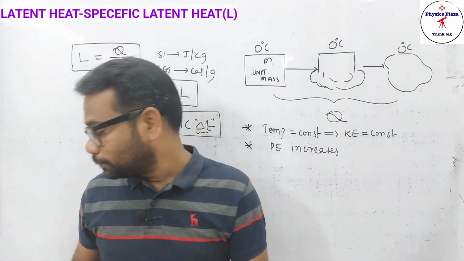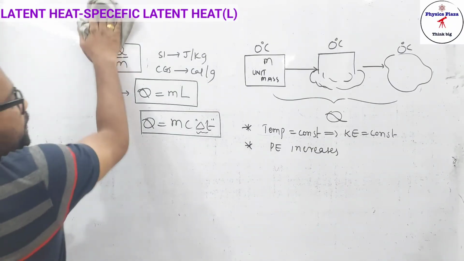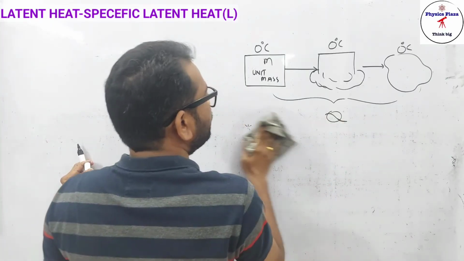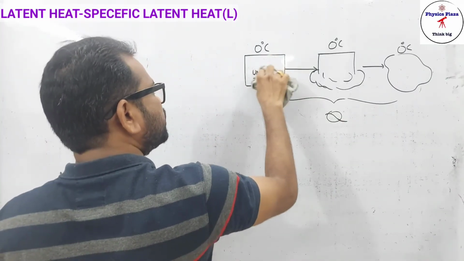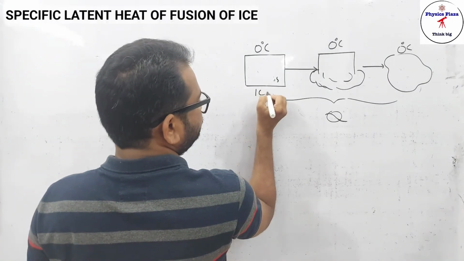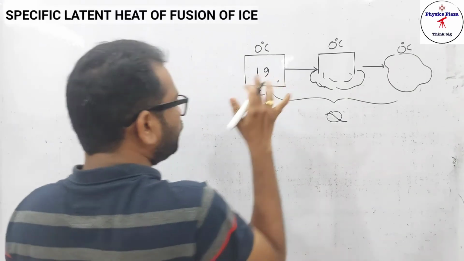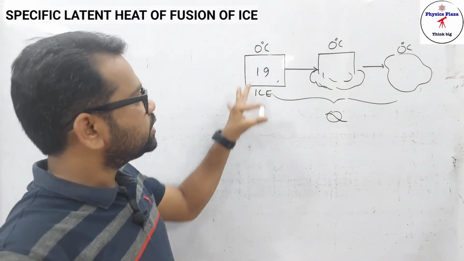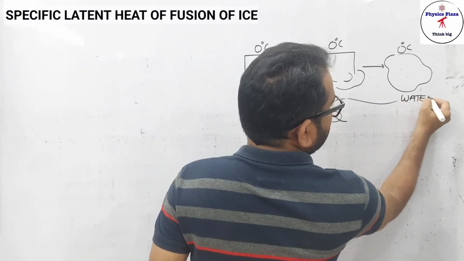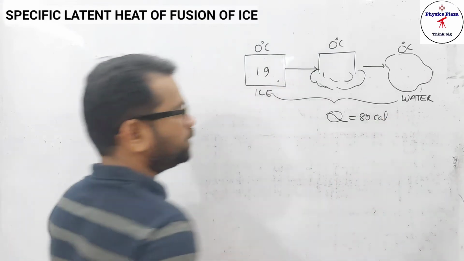Is it clear? Fine. Now children, the last point is the specific latent heat of fusion of ice. Let us talk strictly about ice, children. Suppose it is ice, so 1 gram of ice. We want to convert 1 gram of ice at 0 degree Celsius to 1 gram of water. Then how much heat must be provided? For this, 80 calories of heat energy are required.